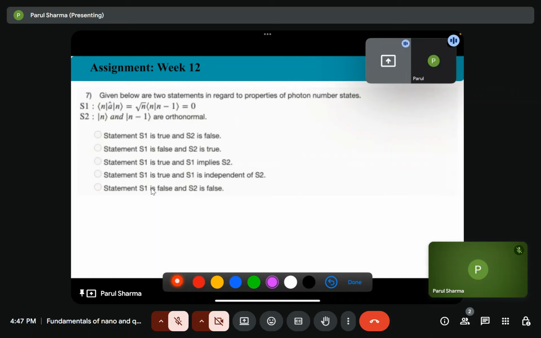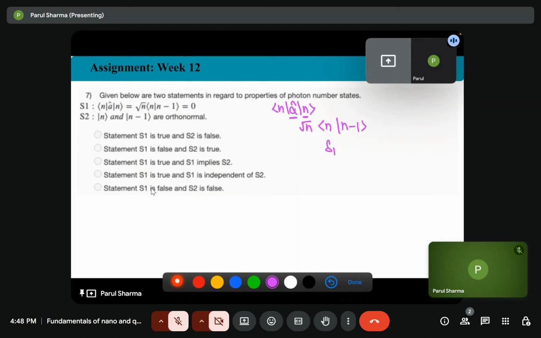Next, given below are two statements in regard to properties of photon number states. So statement one is when A acting on n, so when A will act on n, it will give you root n times n minus 1.